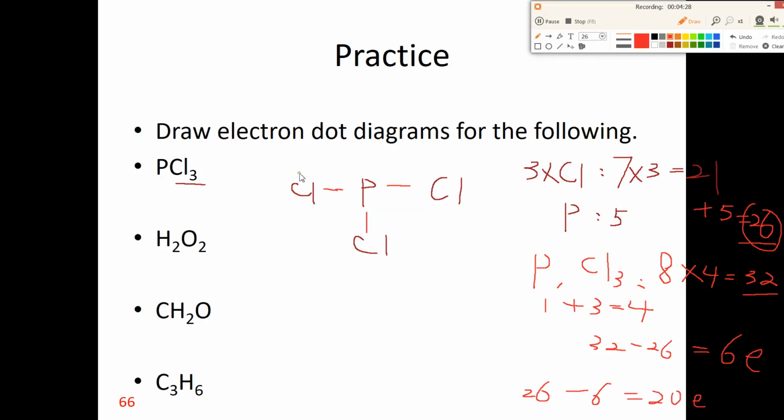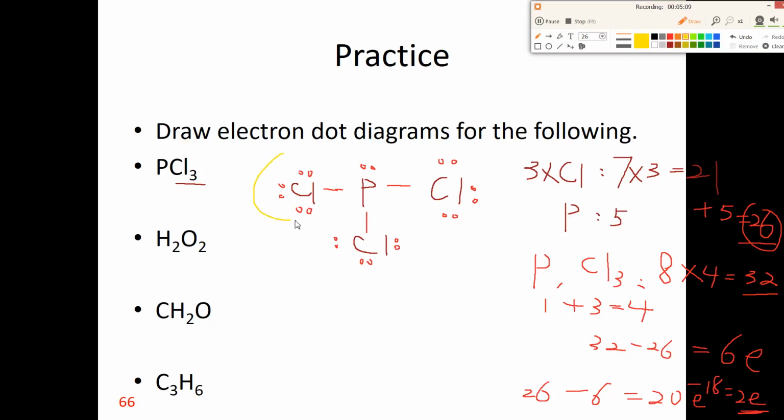We start with the terminal atoms, putting lone pairs of electrons around the terminal atoms first, right? 2, 4, 6, 8, 10, 12, 14, 16, 18. So the total is 18. So 20 minus 18, we have 2 electrons left. So we need to put the extra 2 electrons on the central atom. Then the last step, we need to check the octet.